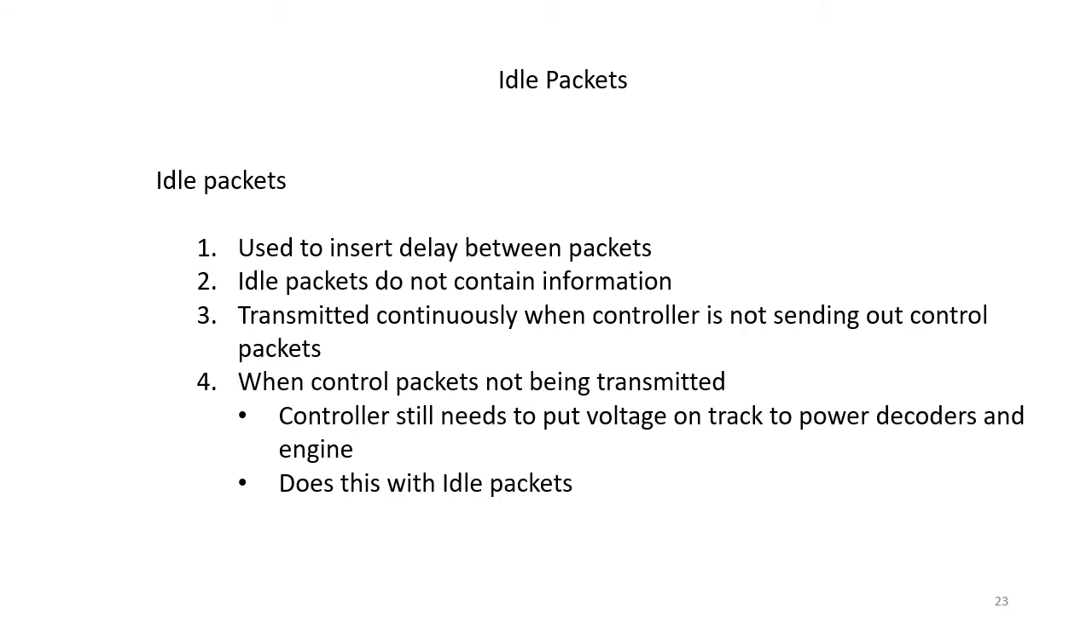If it just sent a control packet and then nothing on the track, the engine would stop, and the decoder would stop working because there's no power on the track. So it puts power on the track continuously by transmitting idle packets. But putting command packets onto the track also transmits power.